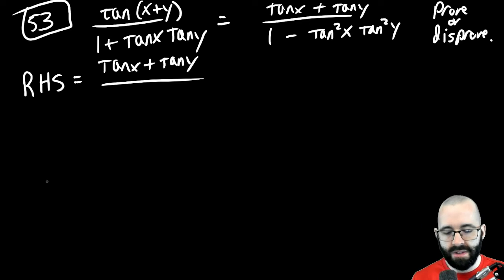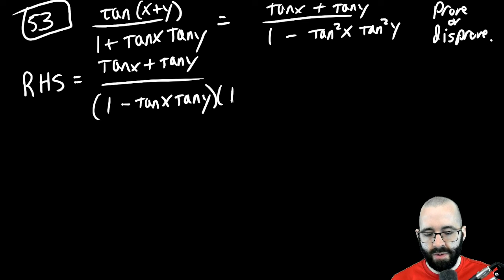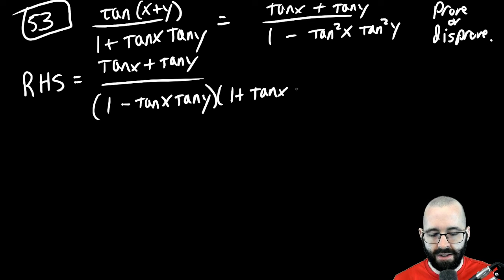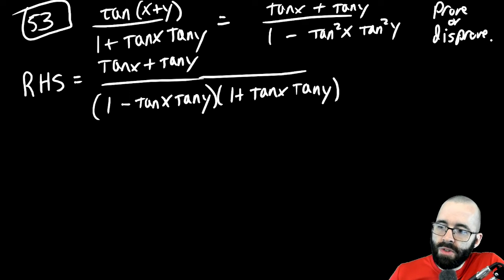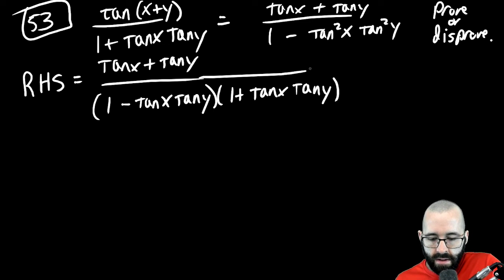It's the difference of squares. This is 1 minus tangent x tangent y times 1 plus tangent x tangent y. And anytime you're trying to prove an identity, or in this case, disprove it, we won't know until we get close. If you ever get stuck, try to either go backwards, like reset the problem and try a different strategy, or look at the other side.